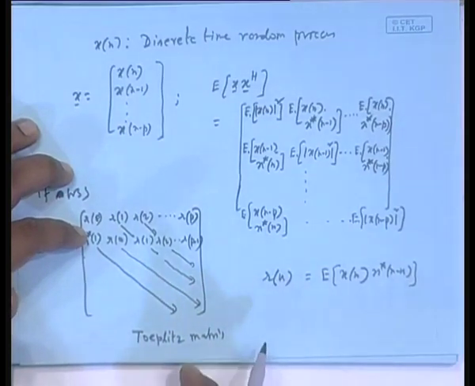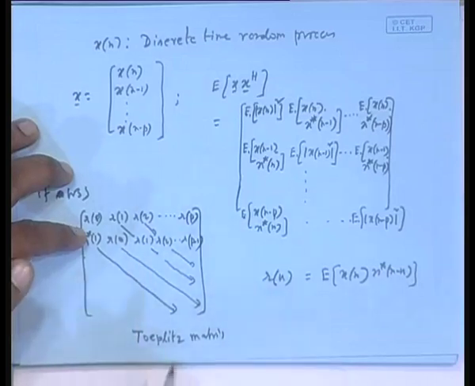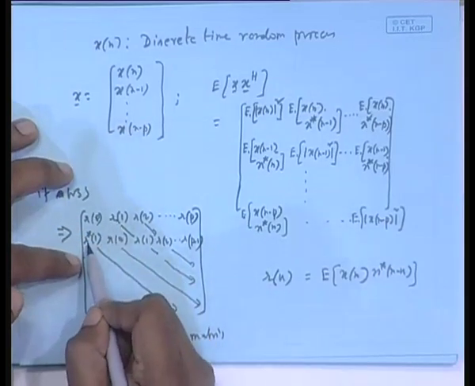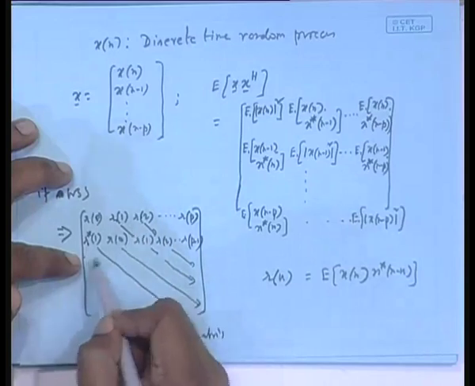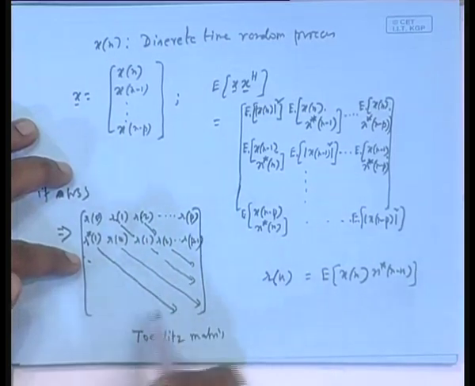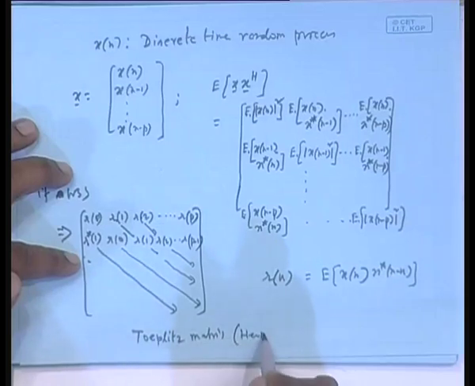But this is not only Toeplitz, this has got another structure, Hermitian, that this element and this element are conjugate of each other. This guy and this guy are conjugate of each other. There is an extra thing which is the Hermitian property. So I am writing Hermitian.